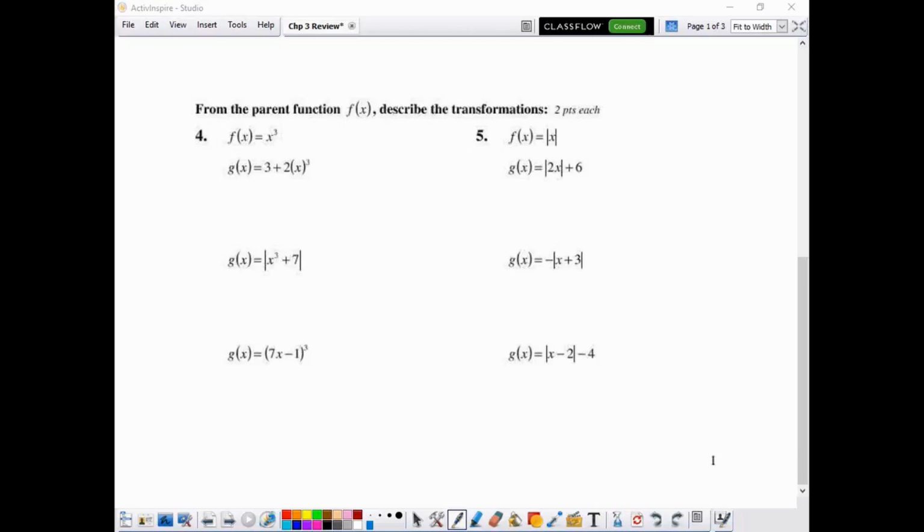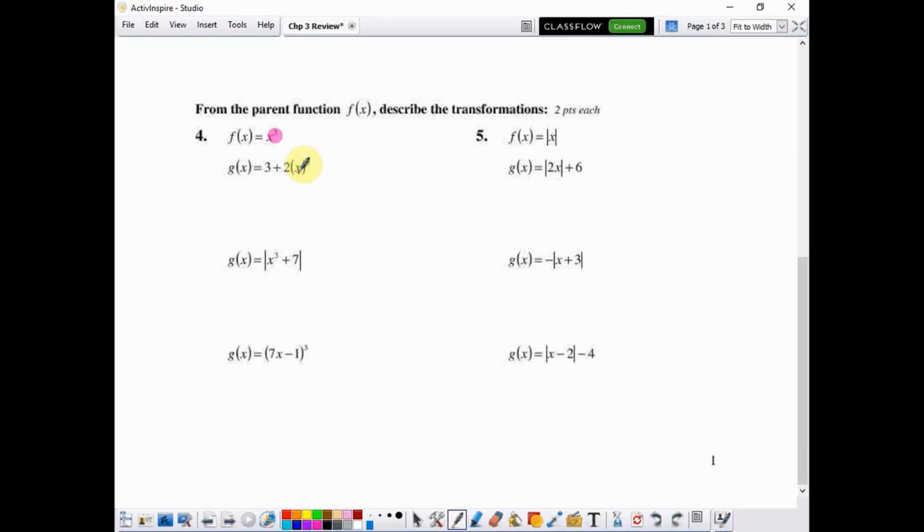So now we'll move on in our review and talk about transformations in a function. Our original function here is x cubed. If anything happens inside of that function, that's going to be a horizontal dilation or translation. Anything outside that is going to be a vertical dilation or translation.